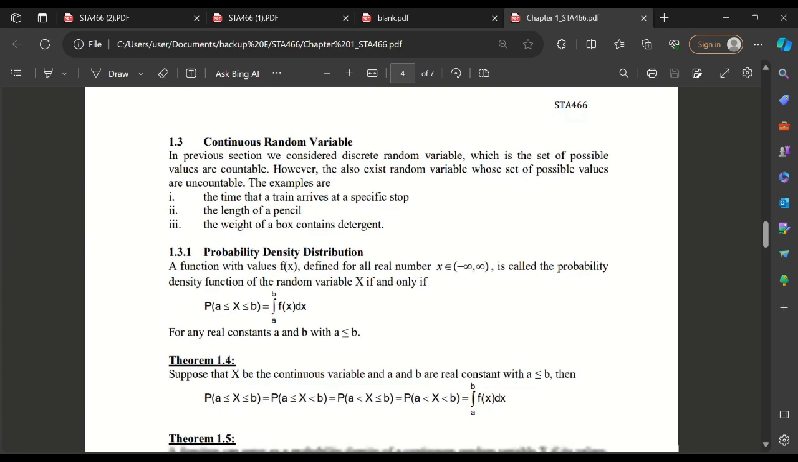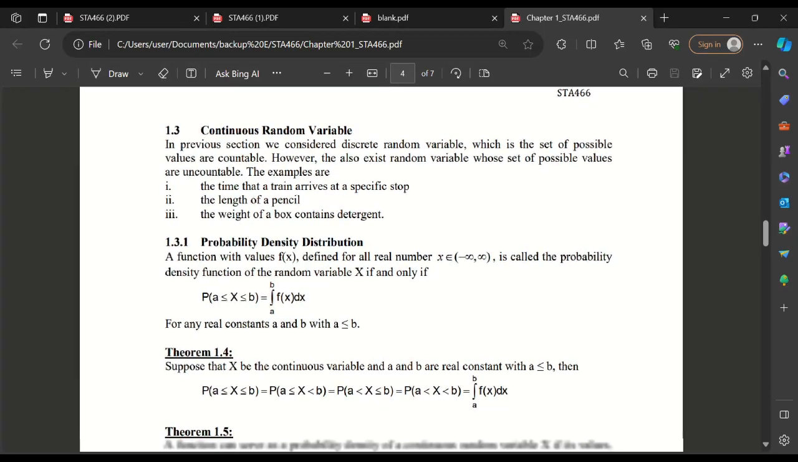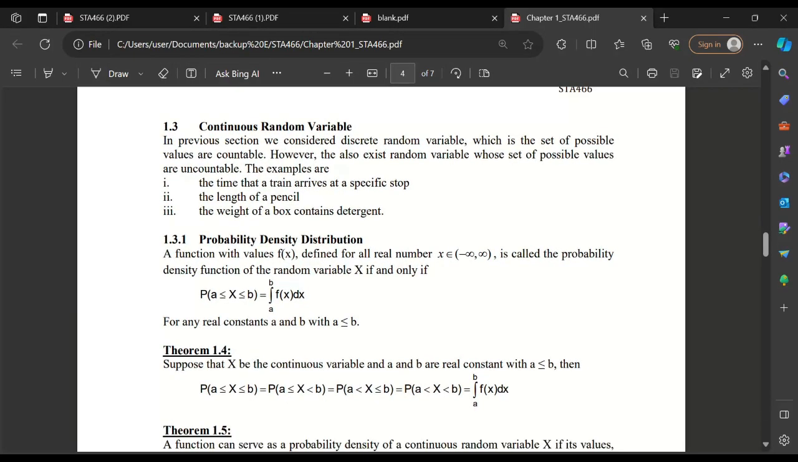Okay, so kita baca dulu sikit kat sini. In the previous lesson before this, we considered the discrete random variable, where the set of possible values is countable, which is its value x or y, possible values countable: 0, 1, 2, 3 and so on. However, there also exist some random variables whose set of possible values is uncountable.